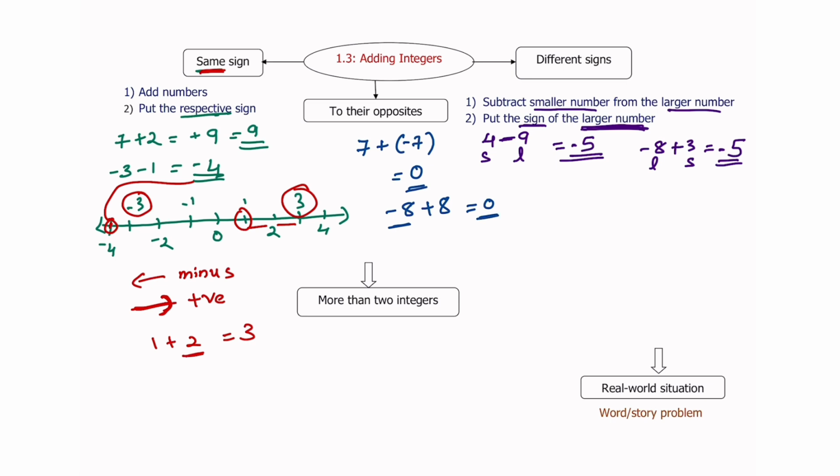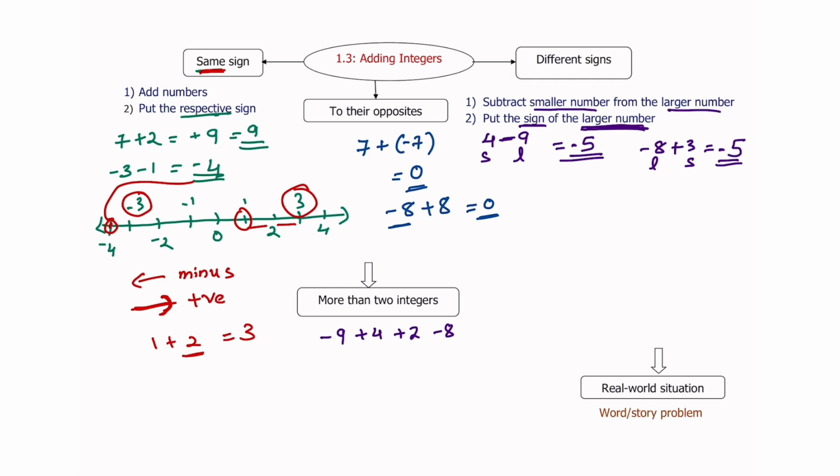And the fourth one here, more than 2 integers. How do you solve when you have more than 2 integers? Let's understand this with an example again. Let's say the numbers are minus 9 plus 4 plus 2 minus 8. So do you see you don't have just 2 integers. You have more than 2 integers.